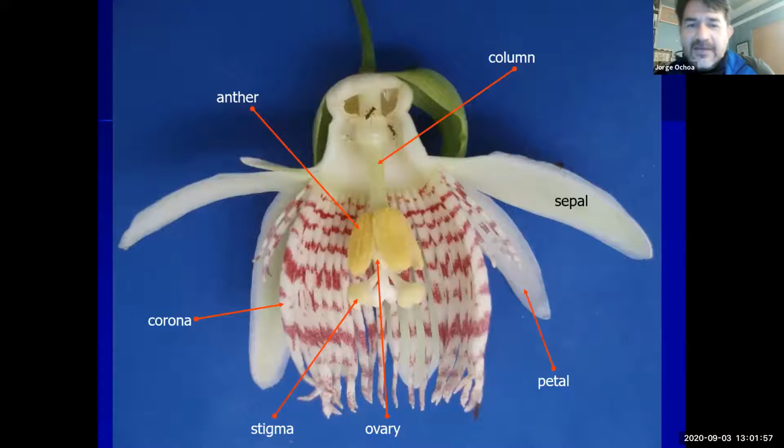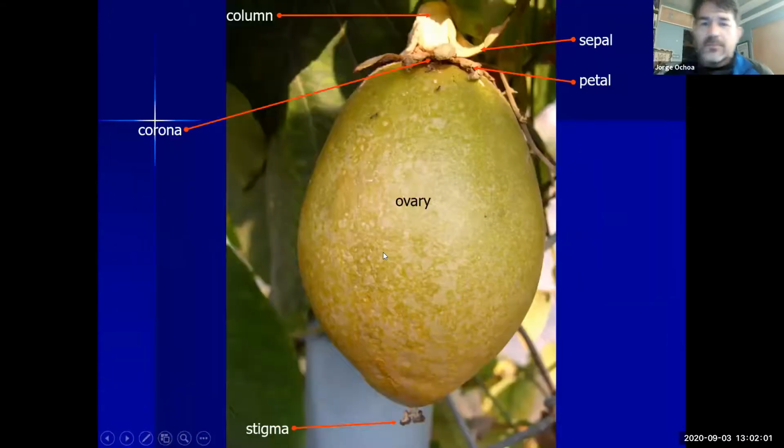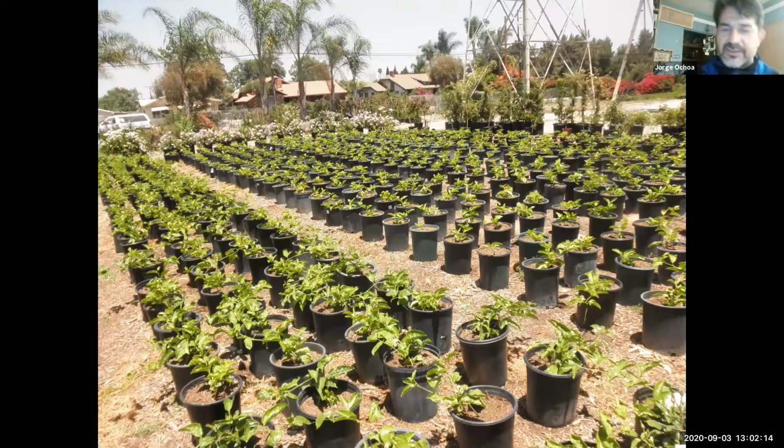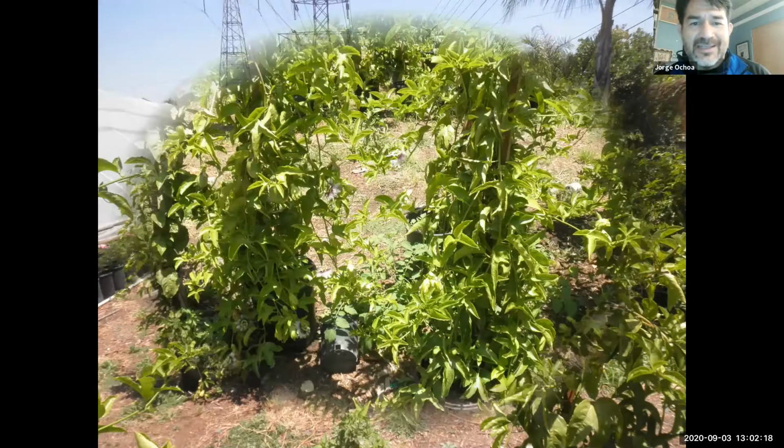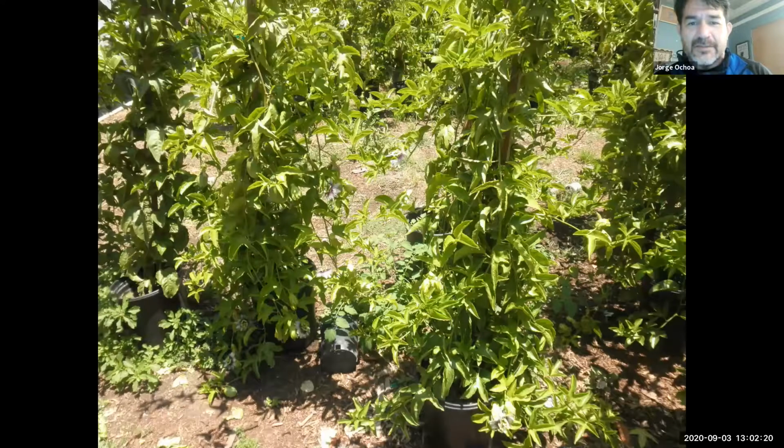You have the ovary right in the center that will swell, becoming the fruit. The remnants of the flowers are going to be on top, and even the stigma is going to be at the bottom. So the important thing is now the fruit. When we look at some of the nurseries, this is how they are grown in containers, here in a nursery in Compton. So they are very popular.